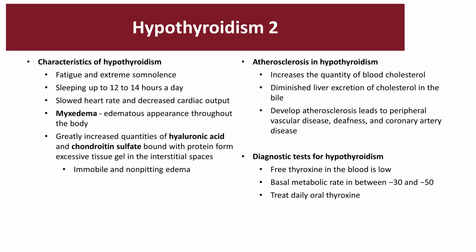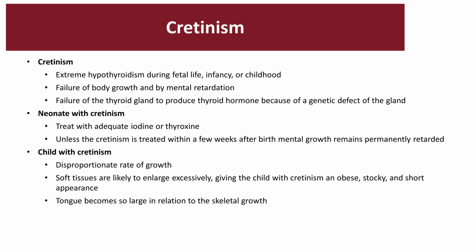Levothyroxine is an example. Cretinism is another condition that could occur in extreme hypothyroidism throughout the fetal life or even in childhood. This will then cause the body to not properly develop and mature, and it oftentimes accompanies mental retardation. There's a failure of the thyroid gland to produce the thyroid hormone, and this is usually due to a genetic defect. The first variation is called neonates with cretinism. You can treat a baby with adequate amounts of iodine or even thyroxine, and if it's not treated, the mental retardation could be permanent.